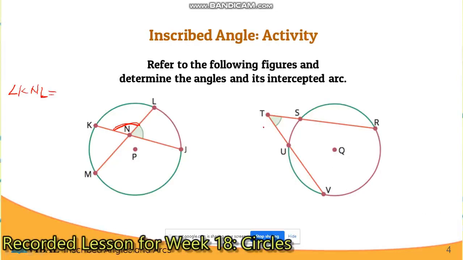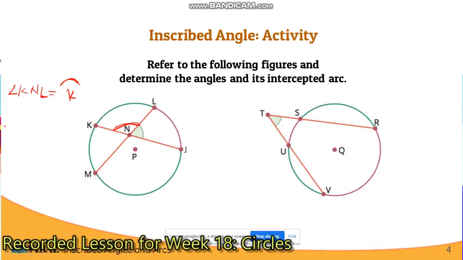Okay, who wants to answer? We have angle K and L. For angle K and L, we have an intercepted arc. What is the intercepted arc for this angle? We have arc. Yung pangalan ng arc natin? Review lang. Ito yung angle natin, K and L. Okay, we have arc KL.